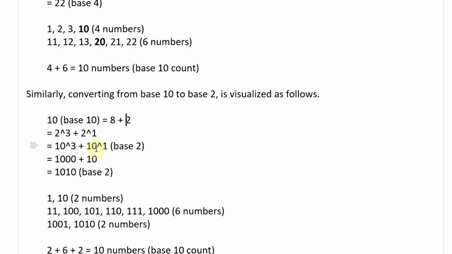So then convert this into base 2, so write that as a 10. So 10 to the power of 3 plus 10 to the power of 1, because this relative value 2 goes to 10.